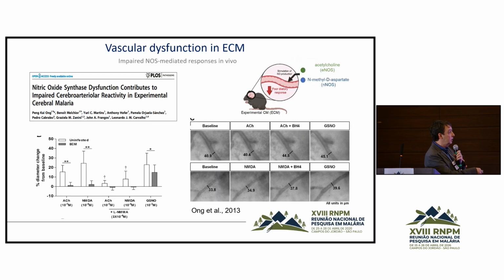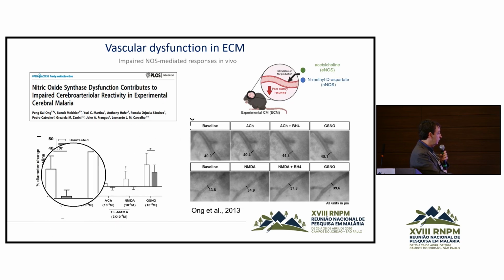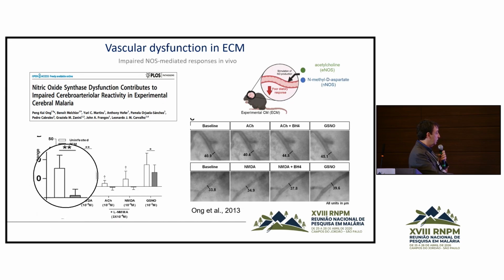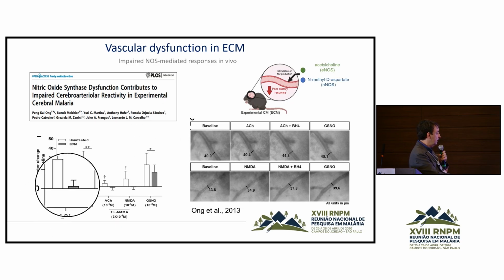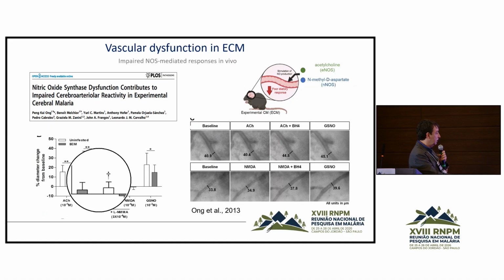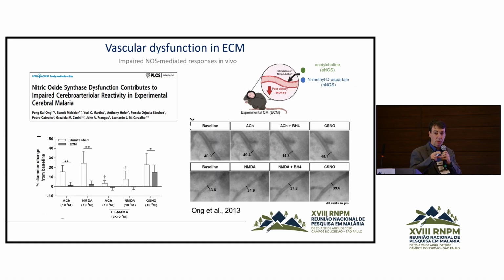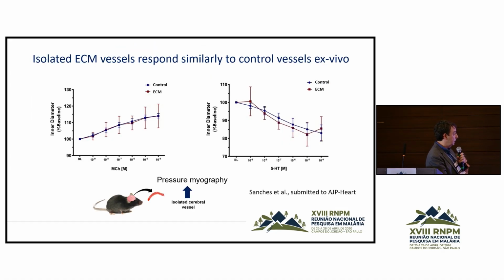If you stimulate the vessels of this animal in vivo with acetylcholine and N-methyl D-aspartate, the animals respond dilating the vessels, and the animals in brown here, they do not respond. So it is constricted, but when you stimulate to dilate, they do not respond. This is in vivo.